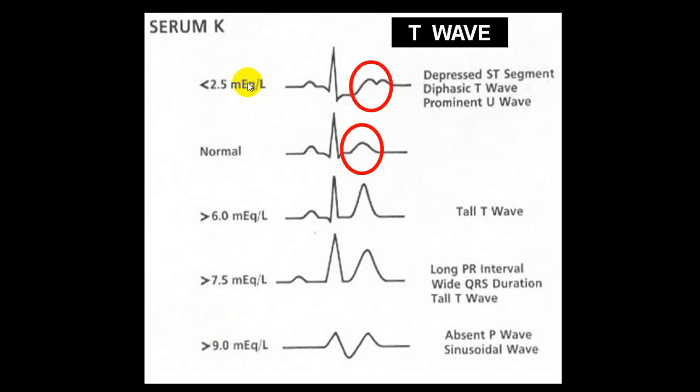While in hypokalemia, you see that the P wave is becoming a little prominent. There is ST downsloping. So ST is depressed. The T wave is upright, followed by a second upright wave we call a U wave. So you will have an appearance of a U wave, which will be in favor of hypokalemia.